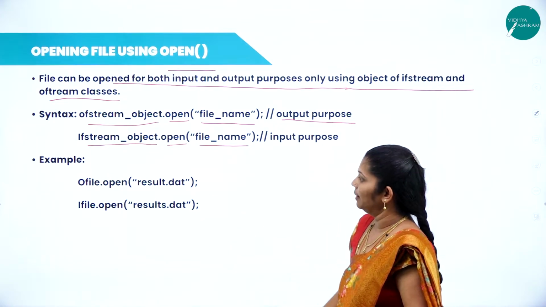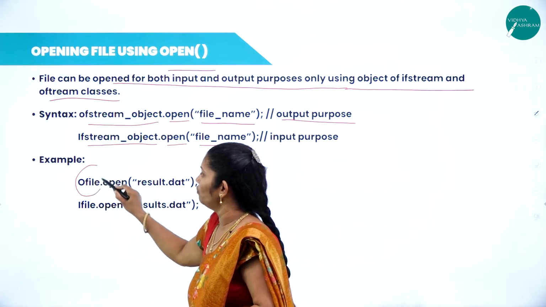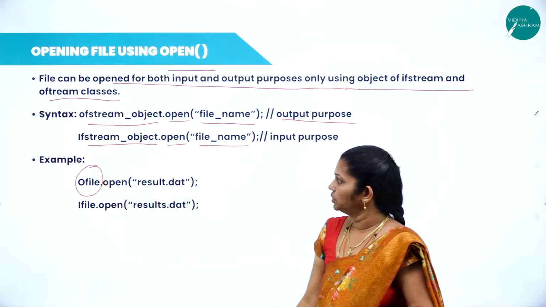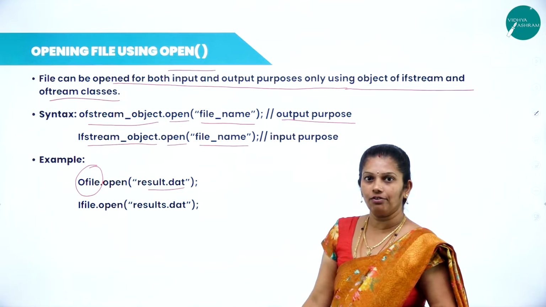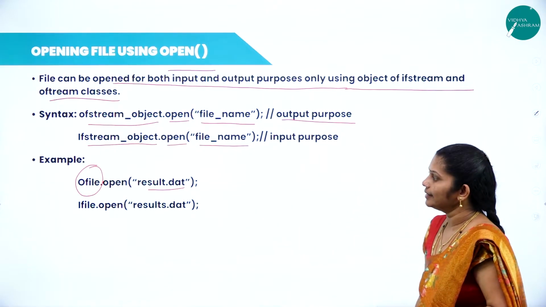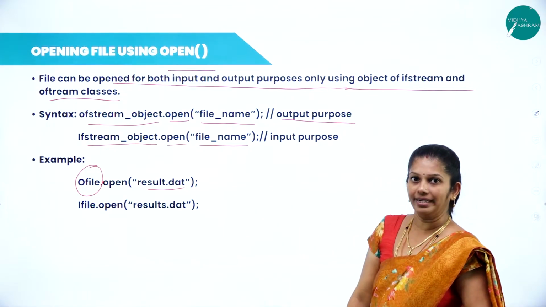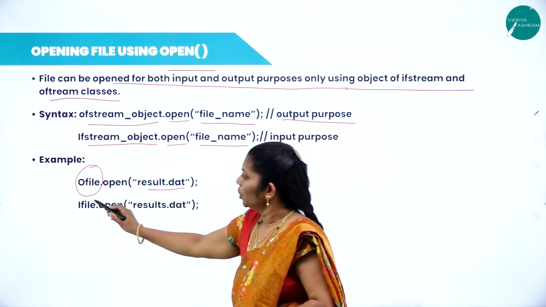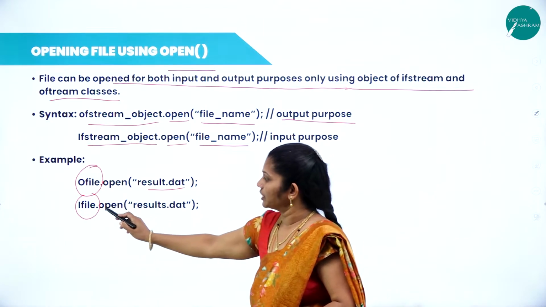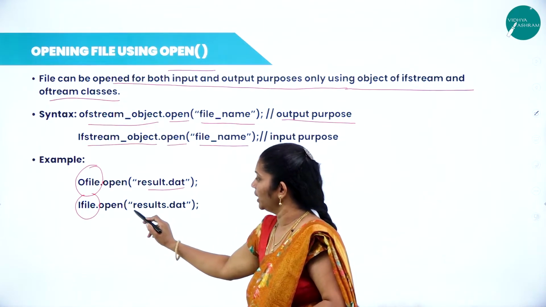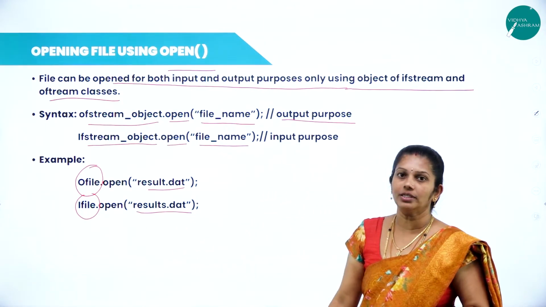If you observe the example, this is the object, ofile is the ofstream object dot open function. Inside the double quotes, write the file name. In this case, the file name we have given is result.dat. Then here, ifile is an ifstream object, ifstream object dot open function. Then this is the file name, that is result.dat.